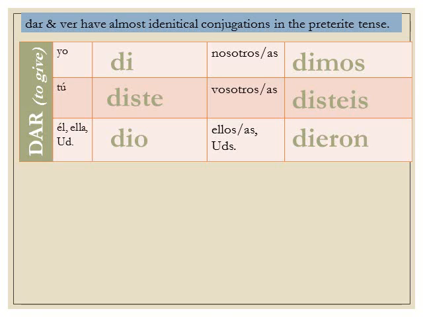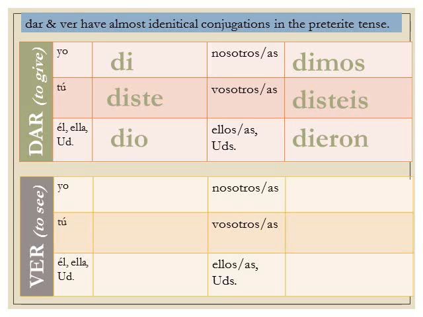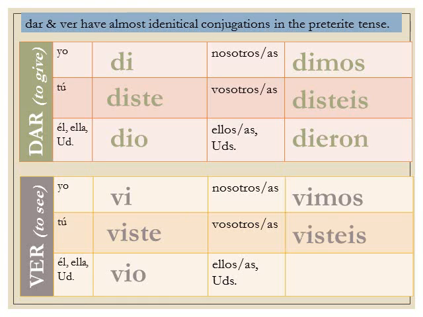Now, when I say that dar and ver almost have the exact same conjugations, it literally is the same, but instead of using a D, you're going to use a V in ver. So let's take a look at what ver looks like. Remember, ver means to see. The yo form of ver is vi. The tú form is viste, él form is vio, nosotros is vimos, vosotros is visteis, and then the ellos, ellas, ustedes form is vieron. So they look exactly the same, except dar has the D and ver has the V, which makes sense.